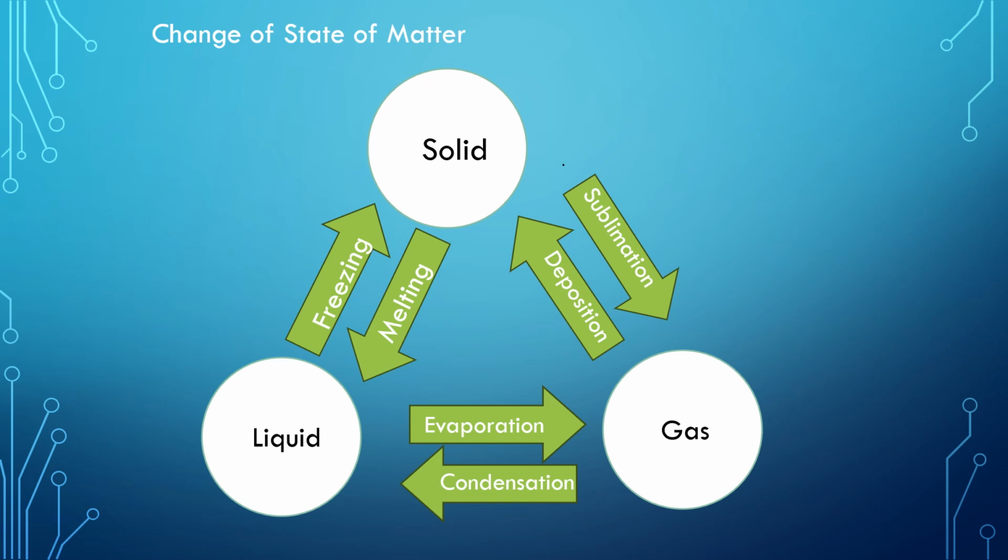Now, the two factors determining interconversion of state of matter are temperature and pressure. When we increase the temperature of a solid and it becomes a liquid, that process is known as melting or fusion. But when we decrease the temperature of that liquid and it becomes a solid, the process is known as freezing.